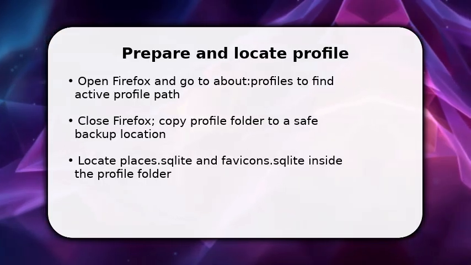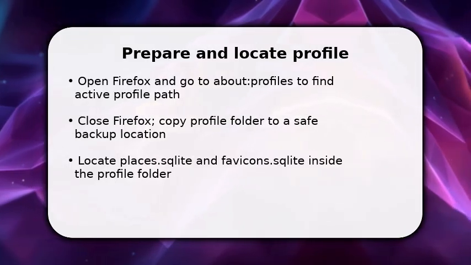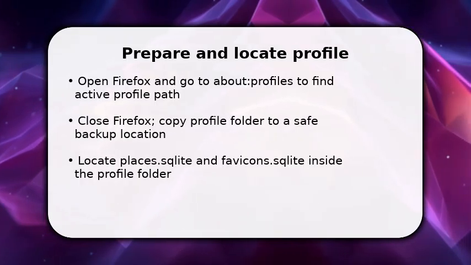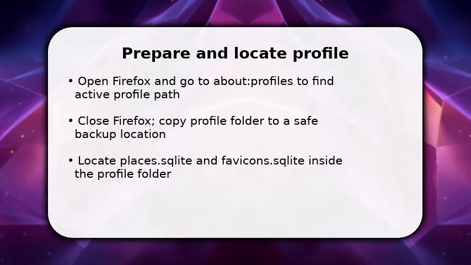Make sure you note the exact file names: places.sqlite holds history, and favicons.sqlite stores icons. If you can access a recent timestamped copy in that folder, you're ready to attempt a file restore. Keep your backup intact throughout.